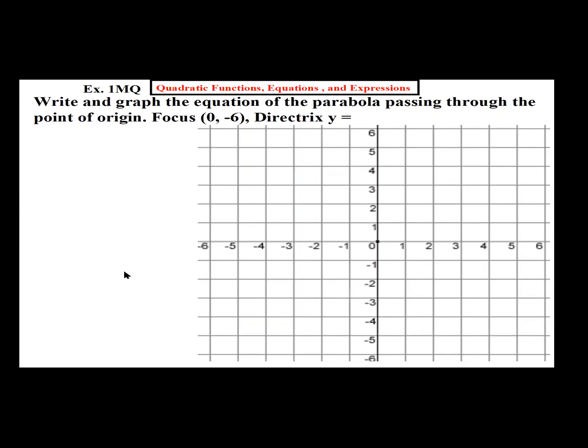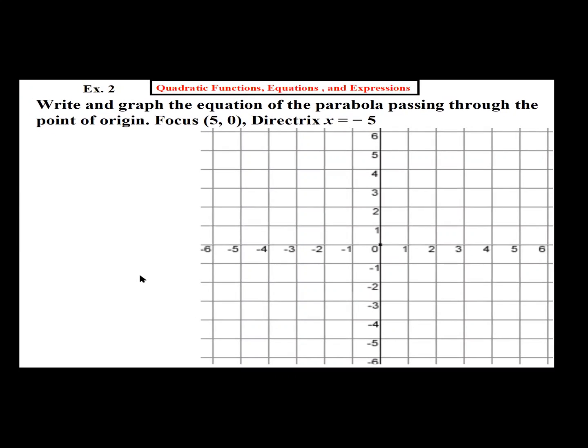Example 2. You don't need the instructions, but once again, the instructions read, write and graph the equation of the parabola passing through the point of origin with focus 5, 0 and directrix x equals -5. What kind of parabola do we have now, Avery, with the directrix x equals? Horizontal. Yes, that is correct.